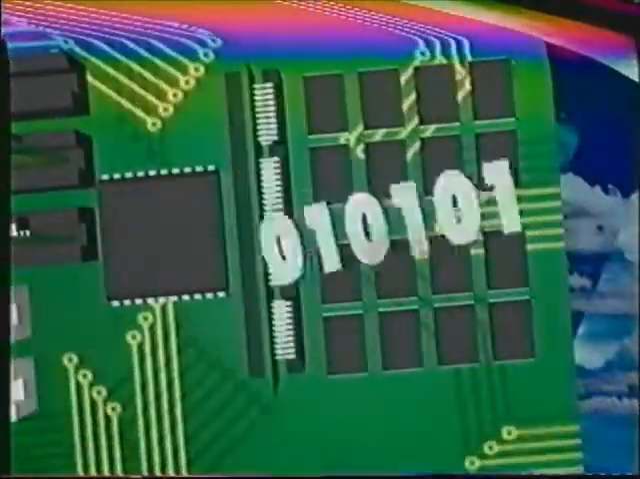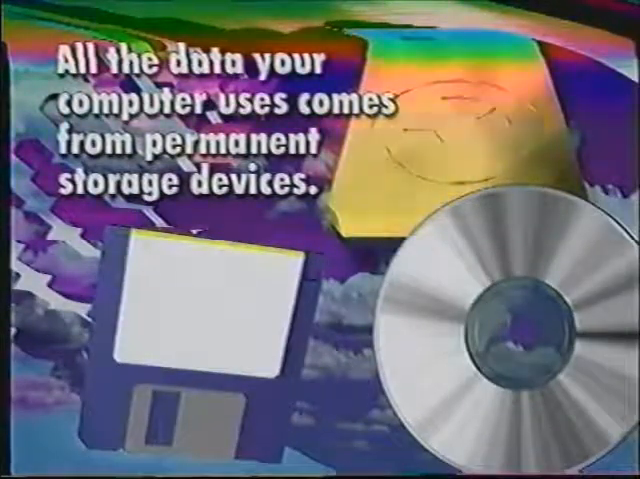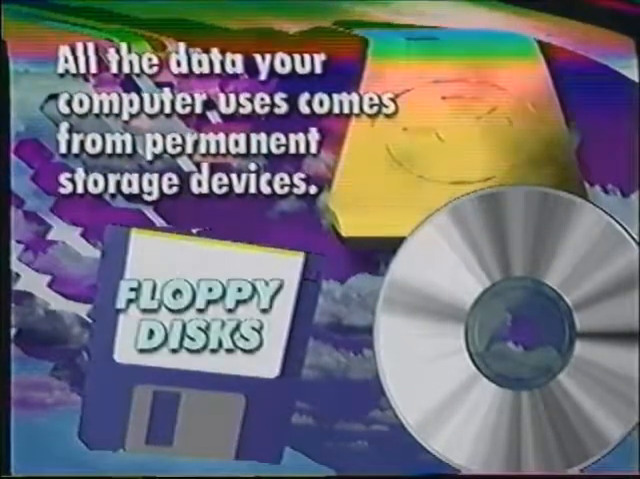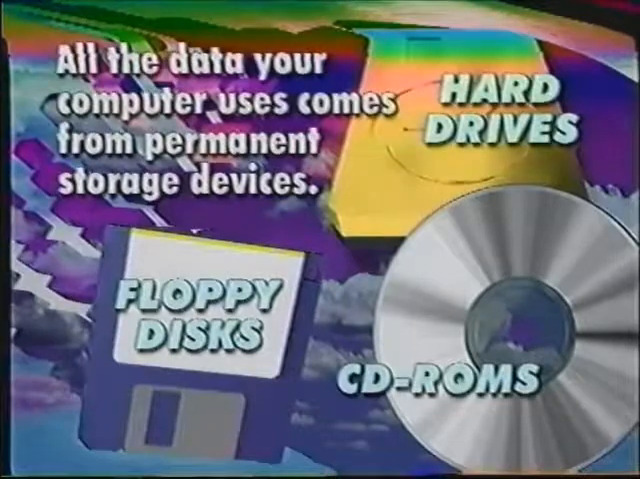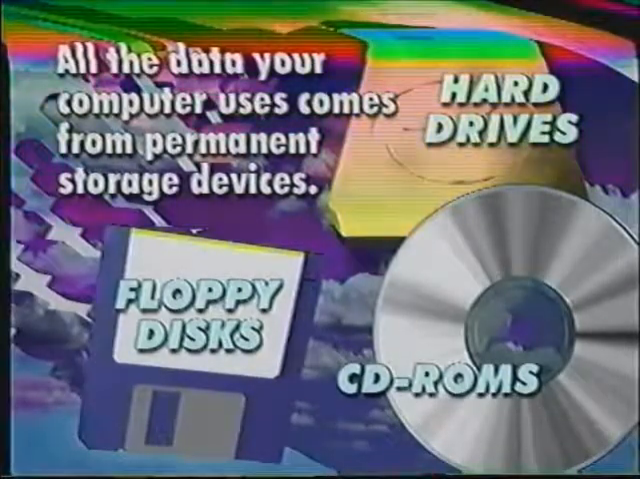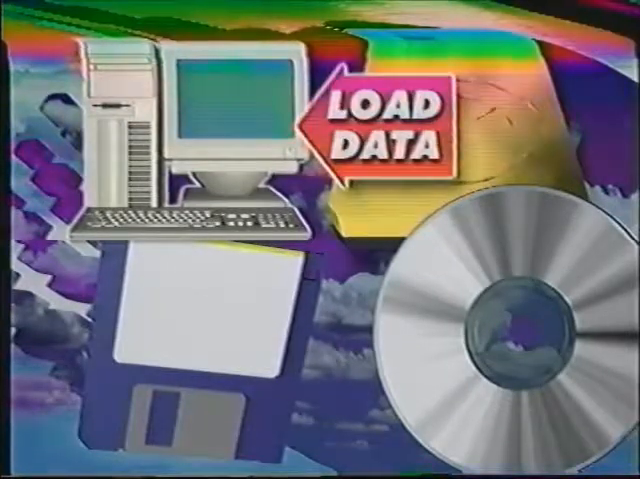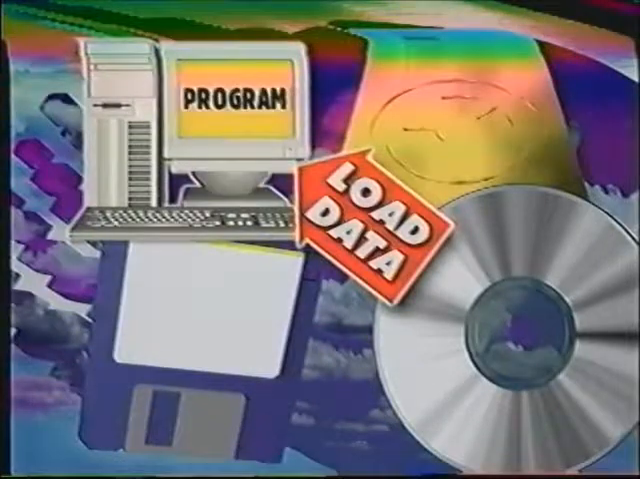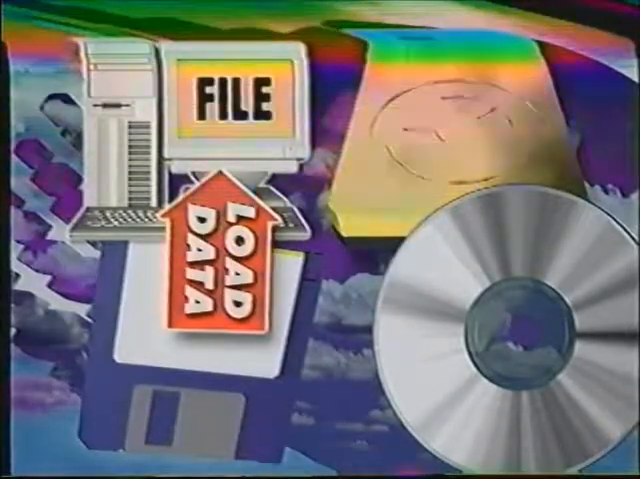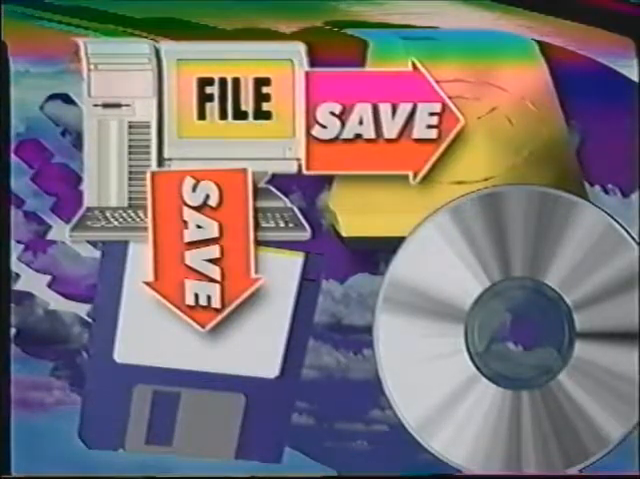We've seen how information or data is processed by your computer, but how did it get there? All the data your computer uses comes from the permanent storage devices. Floppy disks, hard drives, and CD-ROMs are the most common permanent storage devices. These disks are used to store your programs, such as a game or word processor. When you start these programs, your computer loads all the necessary data into memory so you can work with that program. The floppy disk and hard drive are also used to store the things you create, such as a letter.